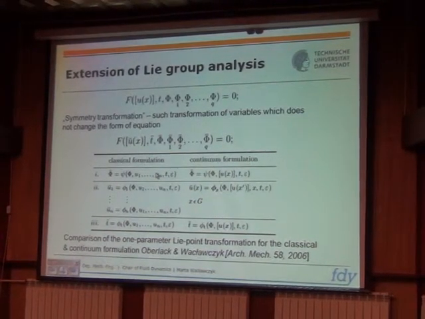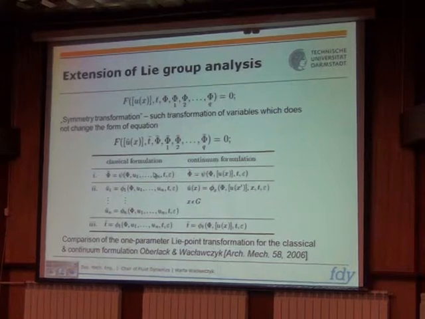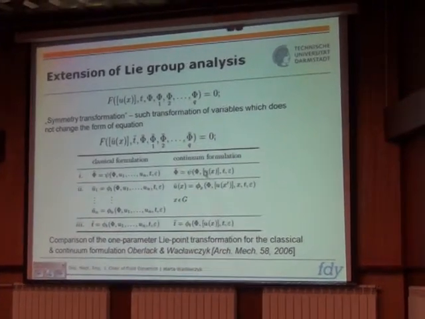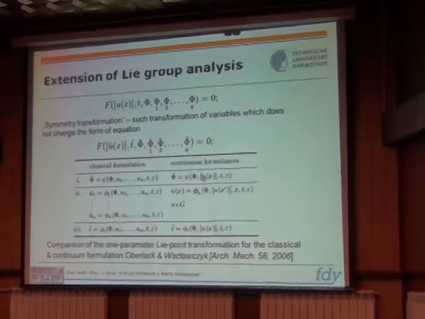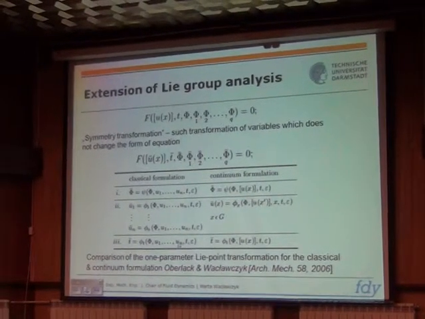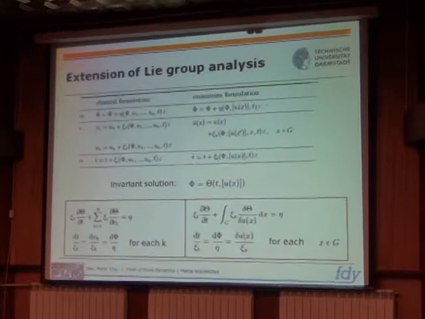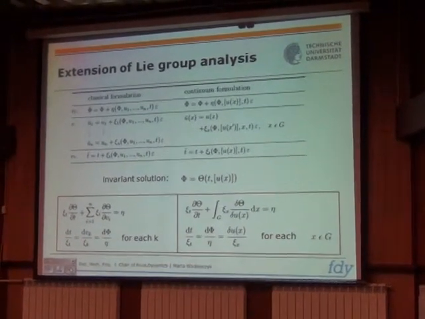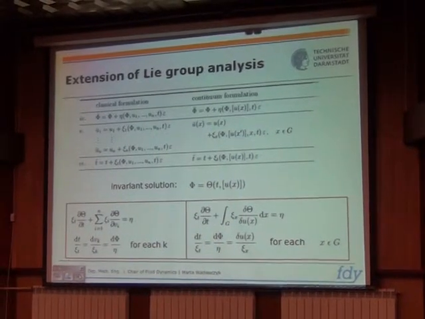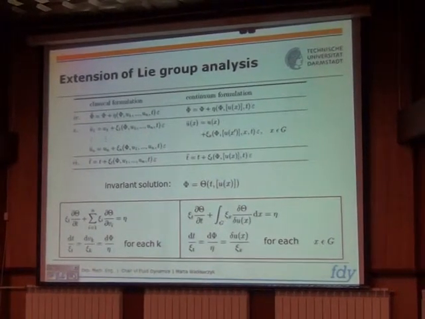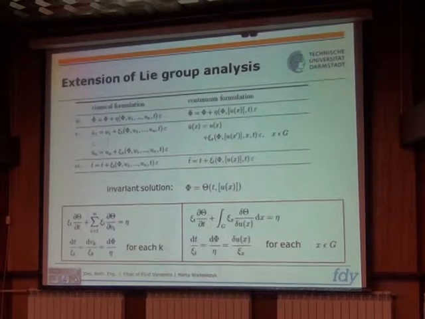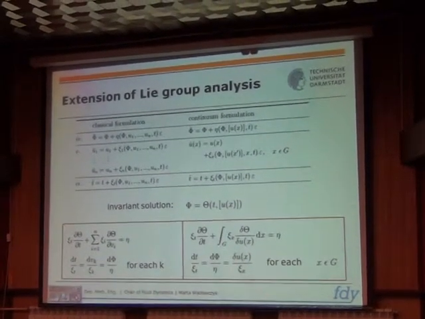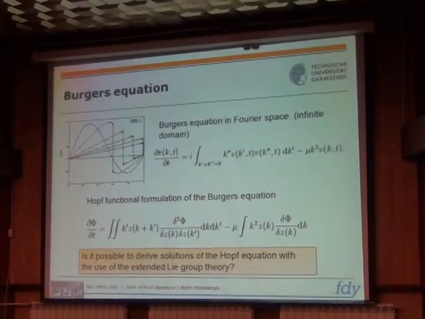The basic idea was to replace the sets of variables by such u, which is a function of the continuous variable x. And also, Lie group analysis allows us to find the invariant solution of the equation. So the question was, is it possible to derive such an invariant solution for the Hopf functional equation?